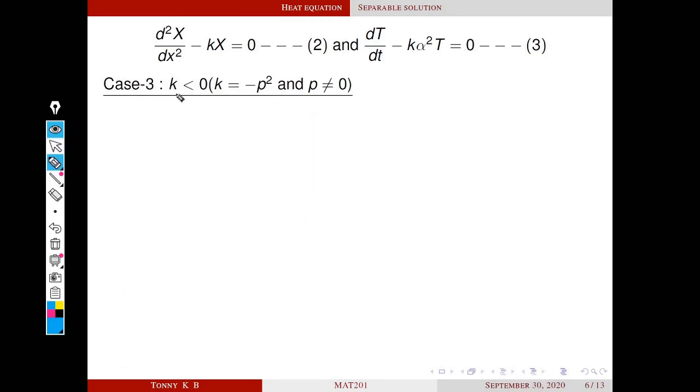In case 3, we assume that k is negative. That is, k is equal to minus p square and p not equal to 0. So equation number 2 becomes X double dash plus p square X equal to 0. Its auxiliary equation is m square plus p square equal to 0, so the roots are plus or minus i into p. So the solution of this ODE is X equal to c7 cos px plus c8 sin px.